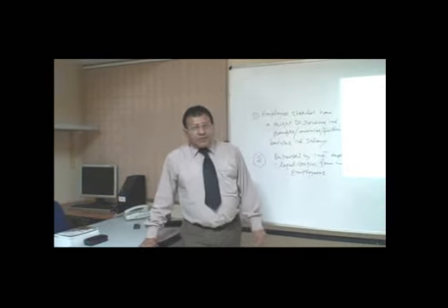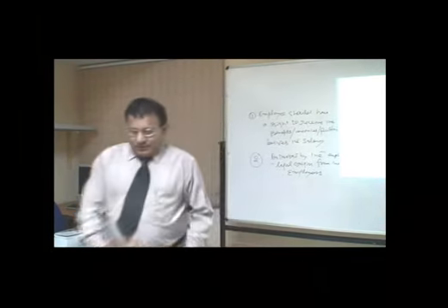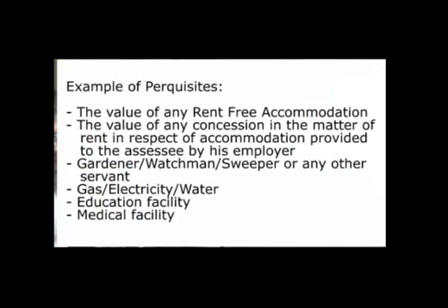So let us see what perquisites are usually given by the employer to the employee. We can give a list of those perquisites. The examples are the value of any rent-free accommodation which may be provided by the employer to the employee, and this rent-free accommodation may be furnished or unfurnished. Both cases may be there. The employer may provide the employee rent-free furnished accommodation, or he may provide unfurnished accommodation.